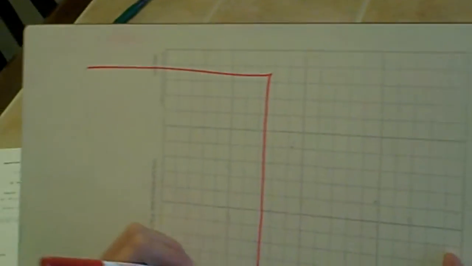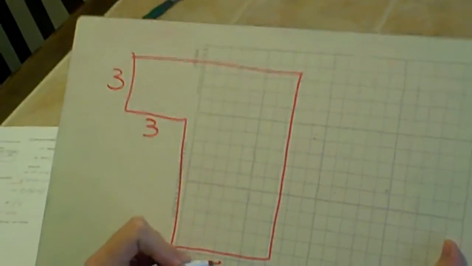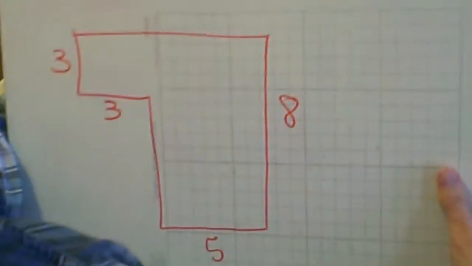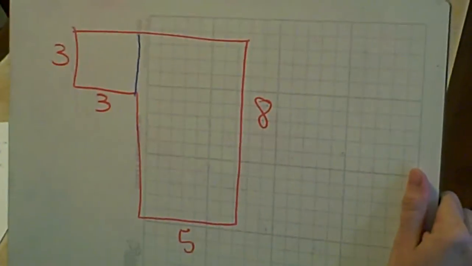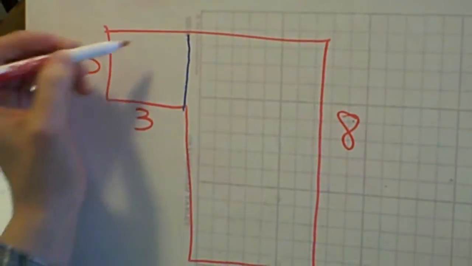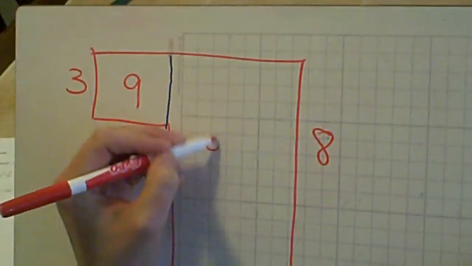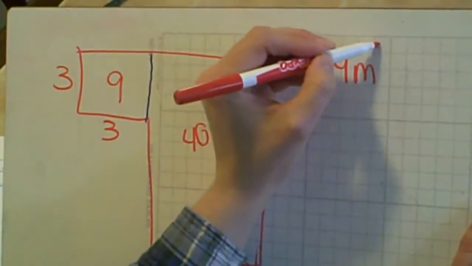On number 11, you're going to be finding the area of a shape. And we are given these dimensions. Okay, and to find the area of it, remember we're going to divide it into segments. We'll get another color. So I'll divide it here, and that's it. So we have a little square and a big rectangle. The little square's area would be 3 times 3, which is 9. The big rectangle's area is 5 times 8, which is 40. So this one's an easy one. So it's 49 meters squared.